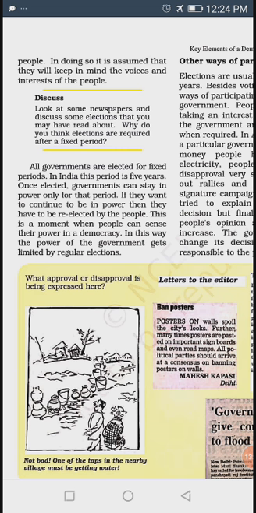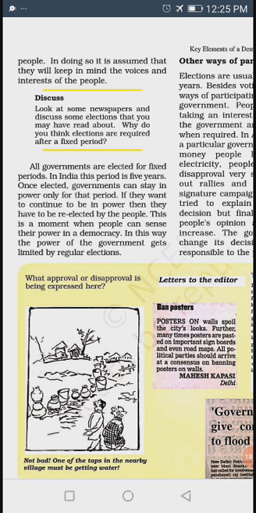And after 5 years, if these leaders and representatives want to continue to be in power, they have to be re-elected by the people. This is a moment in which people can sense their power in a democracy. In this way, there is power in the hands of people to vote for the person or leader they want, and these elected leaders form a government for a fixed time, that is for 5 years.